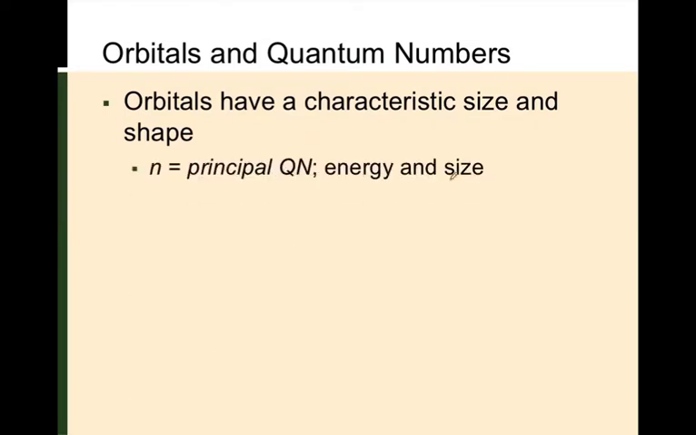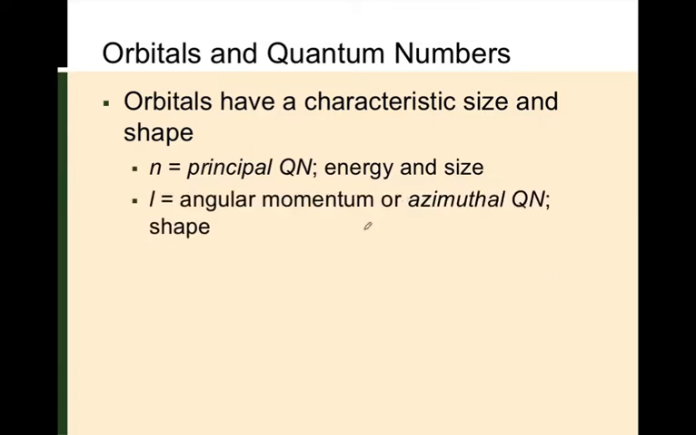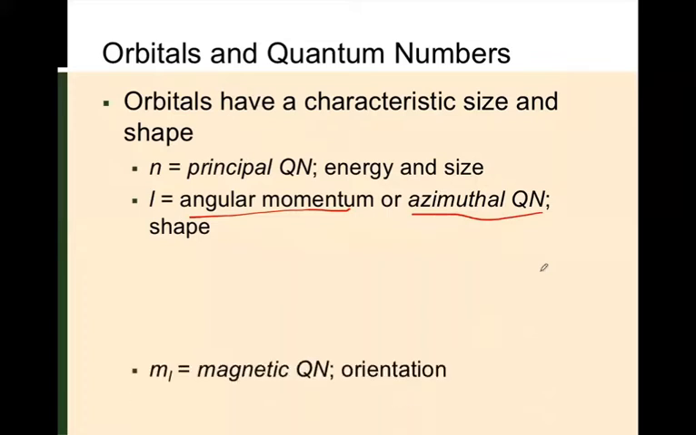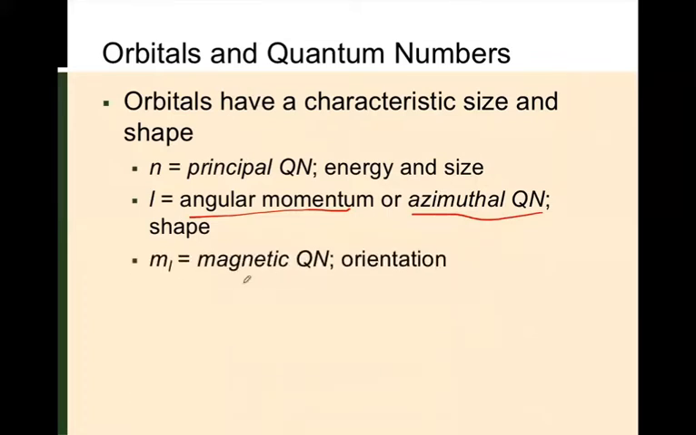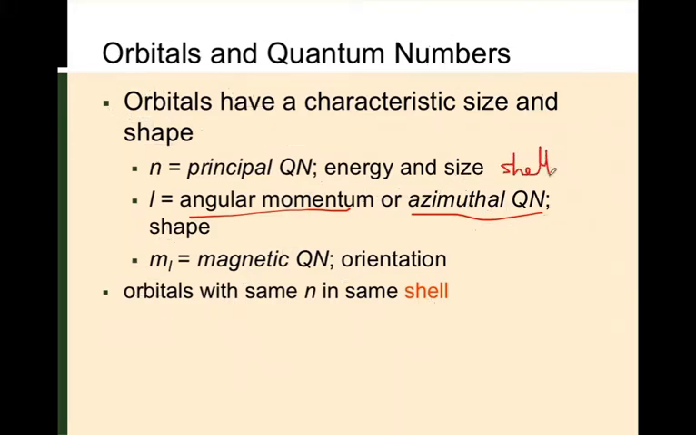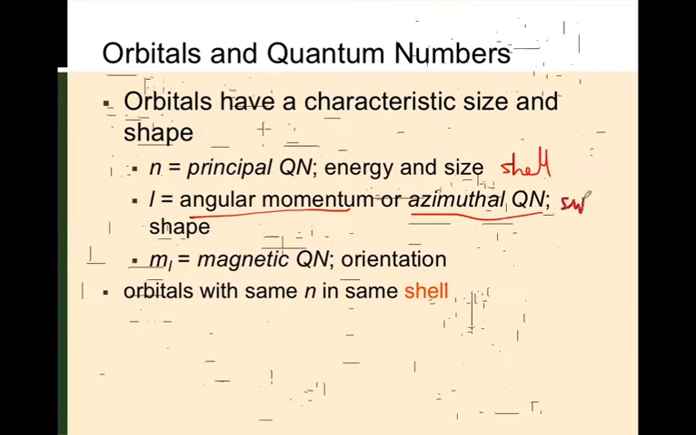N is the principal quantum number: energy and size. L is the angular momentum or azimuthal quantum number. Generally you'll find angular momentum is the more common name now, but in classical texts, you'll see azimuthal quantum number a lot. ML is the magnetic quantum number, so that's orientation. And orbitals with the same N are in the same shell. So this is the shell. This is the subshell, or orbital type.